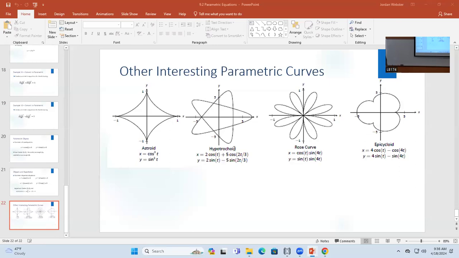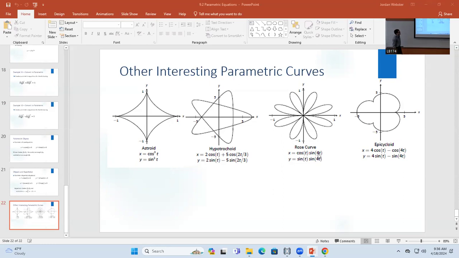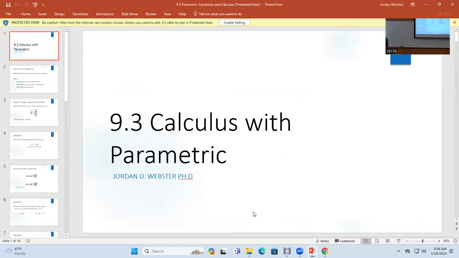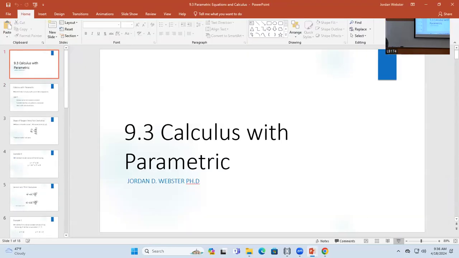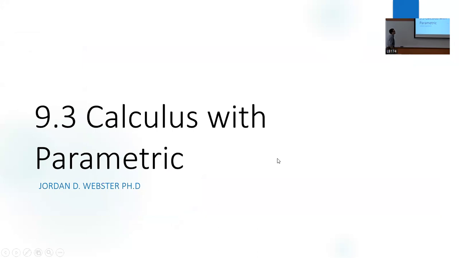Now, because I have these interesting graphs of parametric curves, these, obviously, if we wanted to do in a rectangular coordinate system, would be very hard to deal with. And they're much easier to deal with in a parametric system. And that's kind of what leads us into the next sections. We're going to do calculus using parametric equations.